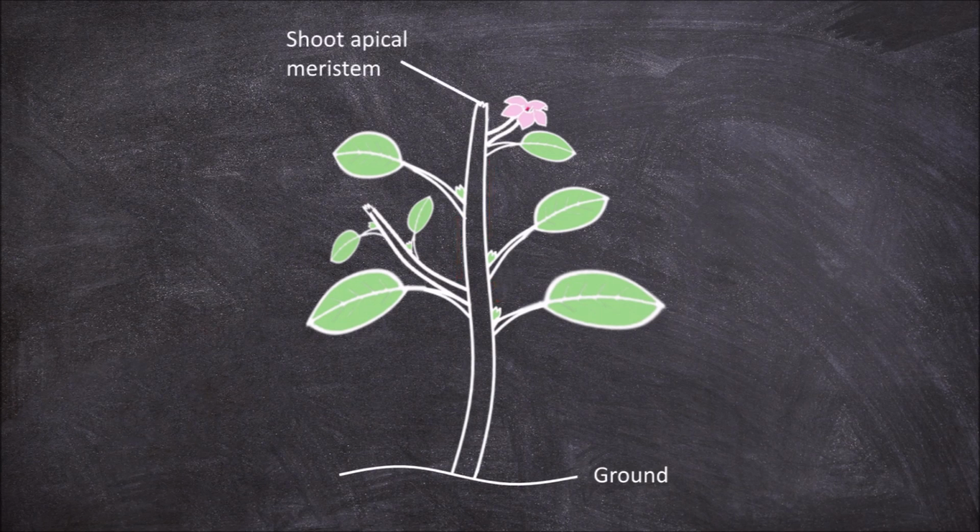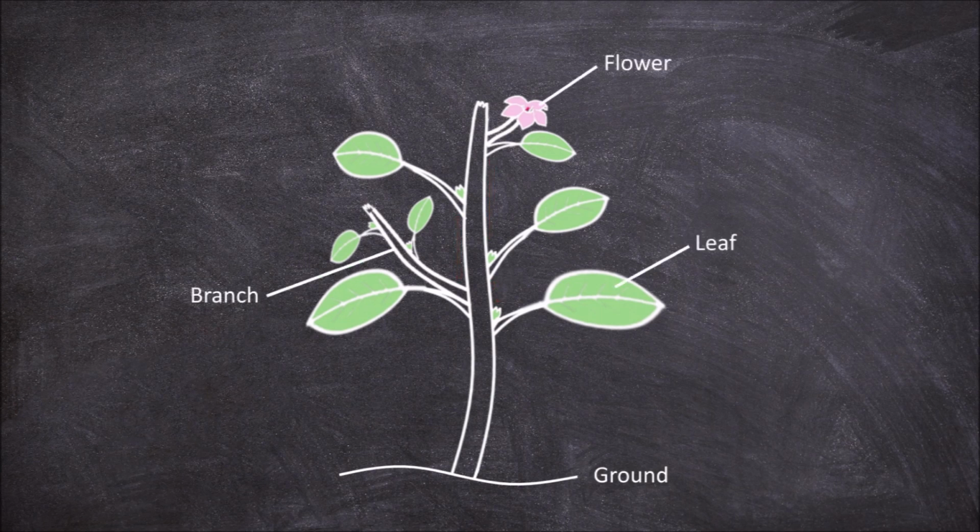From each node, a leaf, flower, or new smaller branch can form. Because of this, you can find flower and leaf buds as well as small branches running along the stem. Along the branching out branches of the stem, the same node and internode arrangement occurs. They also have their own shoot meristem at the apex of the branch.